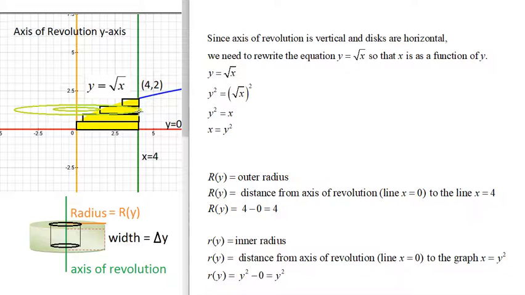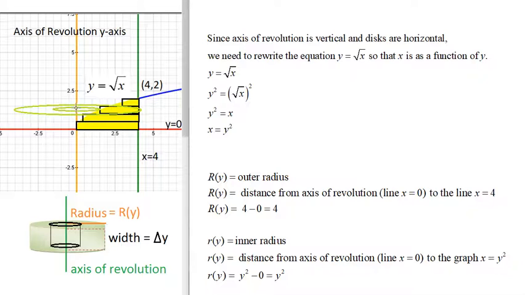And since the rectangles are horizontal, to get the volume of the solid of revolution, we'll be integrating with respect to y. And since we're integrating with respect to y, what we need to do is rewrite the equation y equal to the square root of x so that x is a function of y. So here's y equal to the square root of x. Now we square both sides, so we get y squared equals the square root of x squared, and the square root of x squared is just x, so we get x equal to y squared.